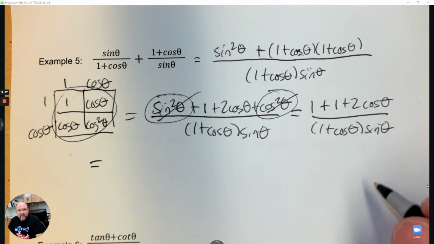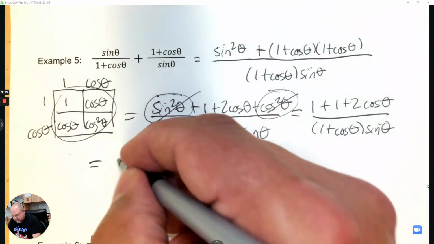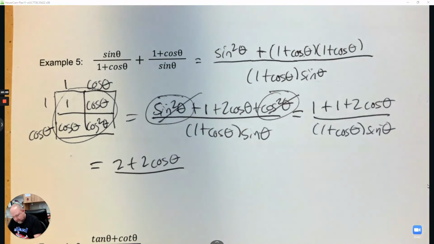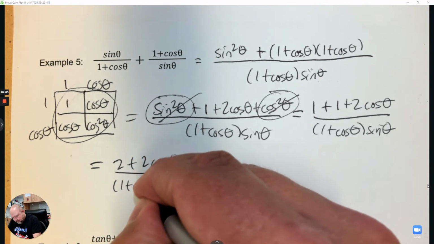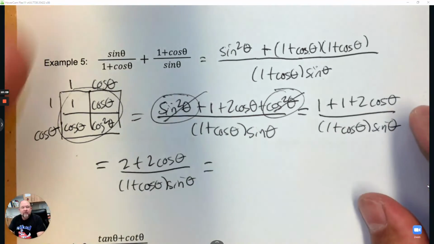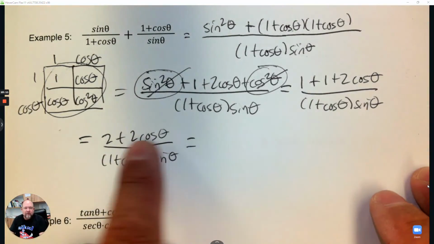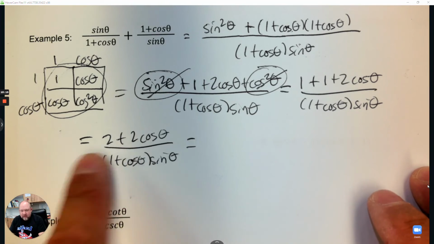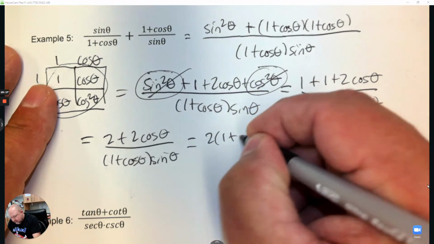Now 1 plus 1, I got that. All right, so here we are now. We've combined like terms. Next, I'm going to factor. What they obviously have in common is a 2. So I'm going to factor out a 2.